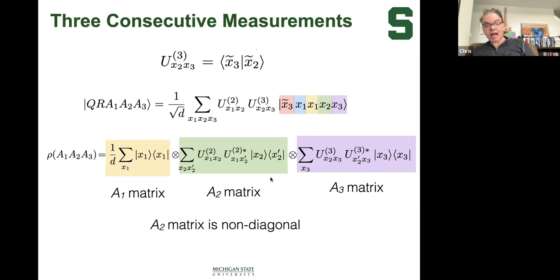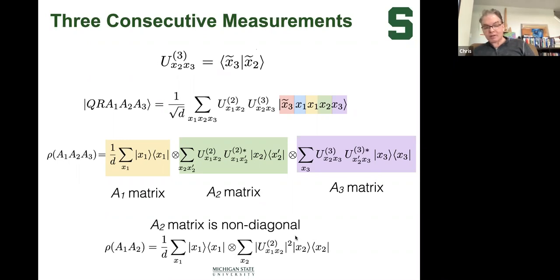Now, you can ask yourself, how is that possible? Because you just performed the third measurement. And before you did it, the second measurement density matrix was diagonal. And somehow the third measurement messed with the second measurement density matrix. How is that possible? I'm going to show you how that's possible. It seems crazy, but it's not.